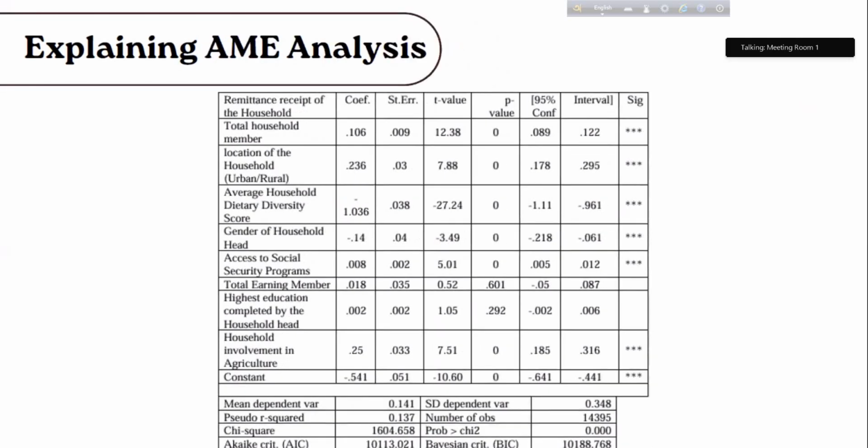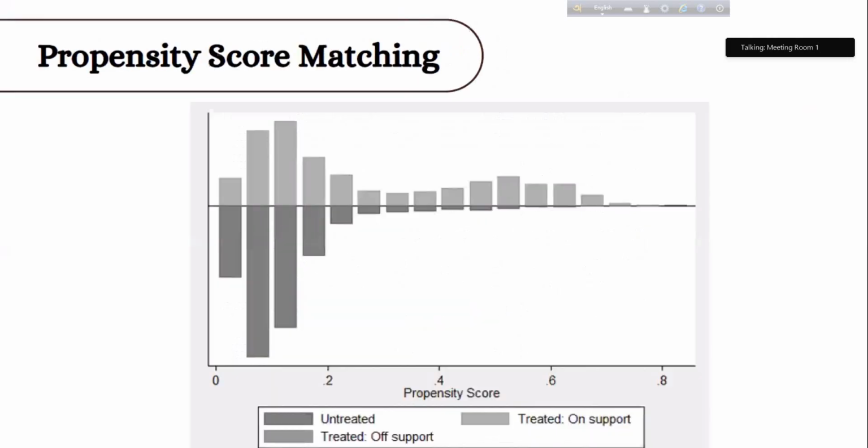And we also did the average marginal effect analysis. So this was also in sync with our probit findings. And then we did the propensity score matching. As you can see from this, there was a lack of balancing in the analysis.